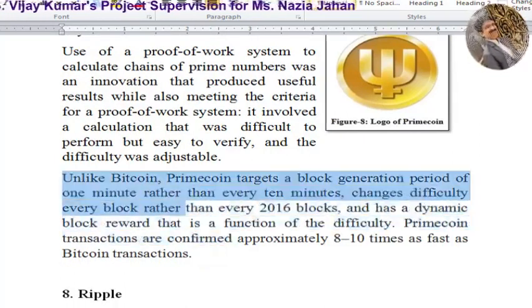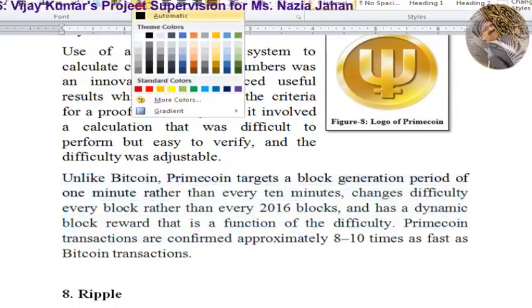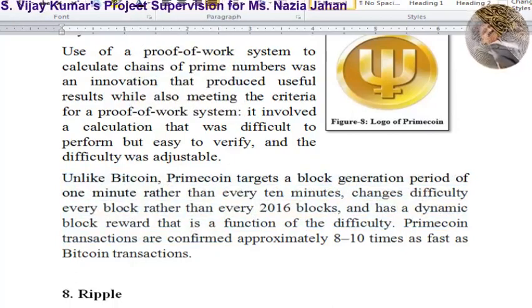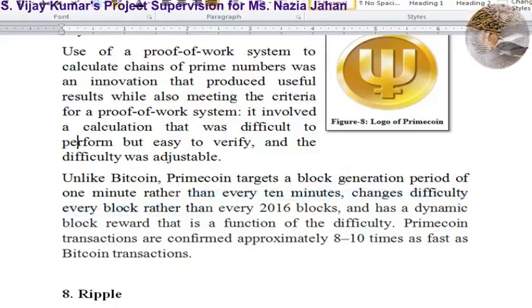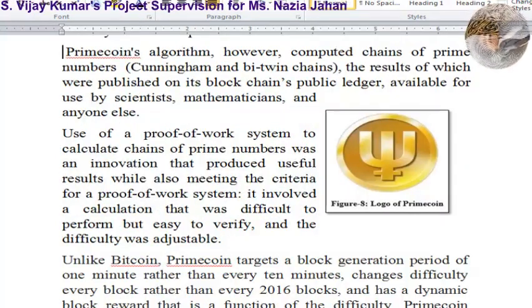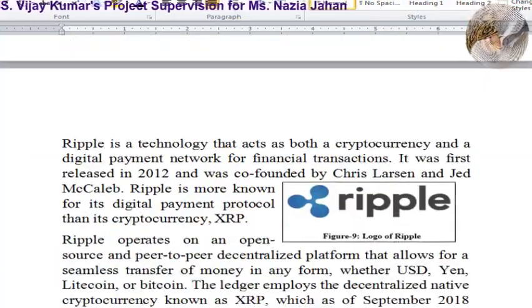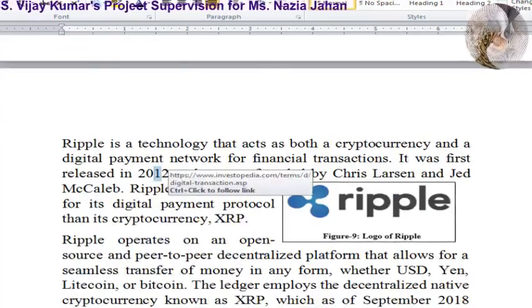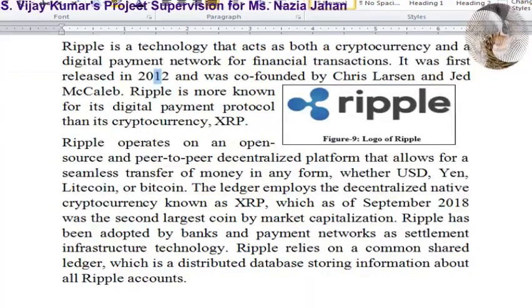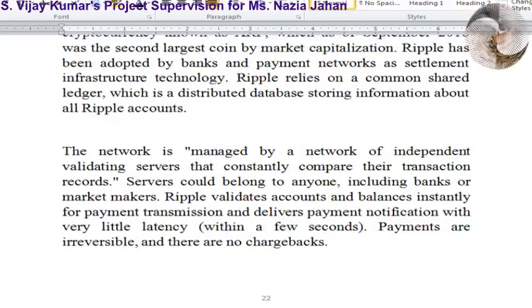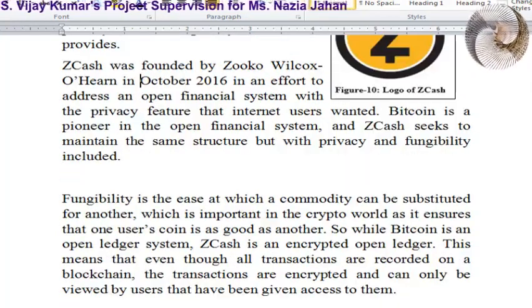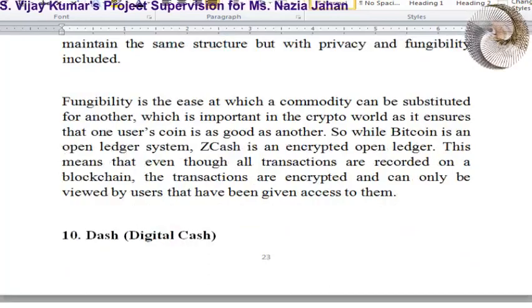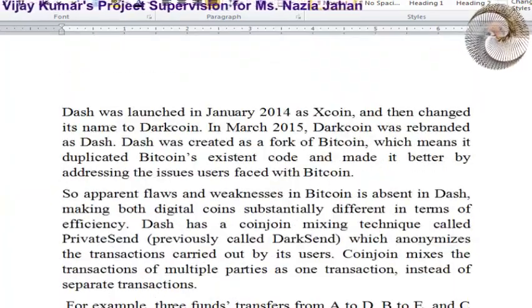See, the color is changed. Can you see the color? It's gray rather. Maybe it should be black. Fine. It was first released in 2012. Co-founded Ripple. Zcash, very good. October, the date is not there here, no? So better, for all the things, you write the year only.